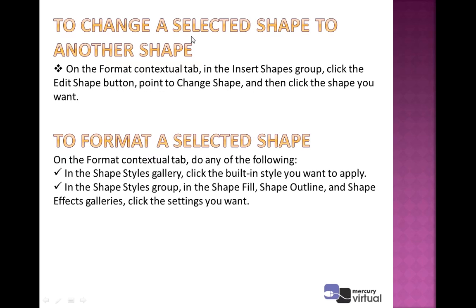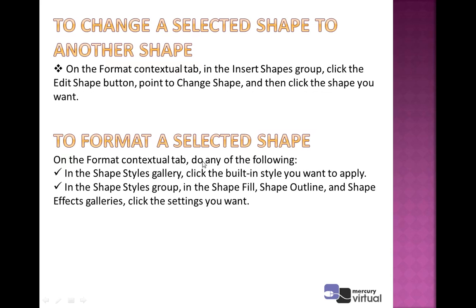Next, how to change a selected shape to another shape. Go to the Format Contextual tab. In the Insert Shape group, click the Edit Shape button and then point to Change Shape and then click the shape you want. Means simply go to the Insert Shape group, click the Edit Shape button, point to Change Shape and then click the shape as you want.